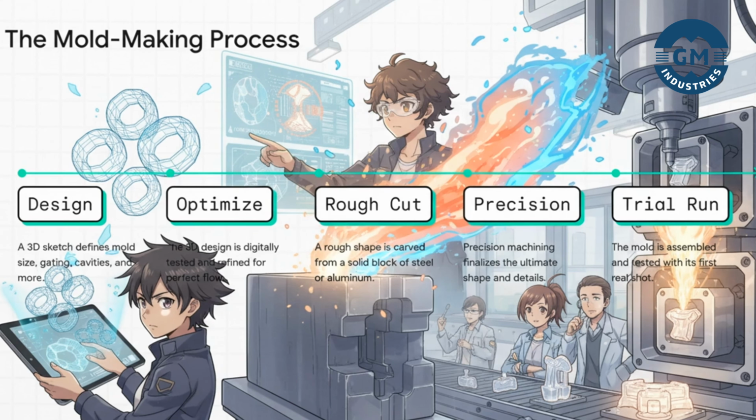Once the digital version is absolutely flawless, a massive block of steel or aluminum is carved into the basic shape. Then, precision machines take over, carving out all the intricate final details. Finally, the whole thing is assembled, and it's time for its first trial run, its very first shot, to see if that perfect virtual design actually works in the real world.